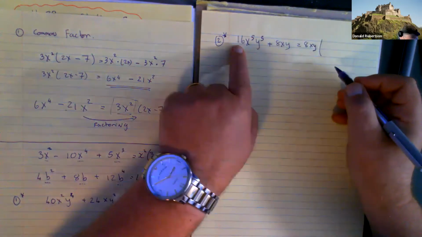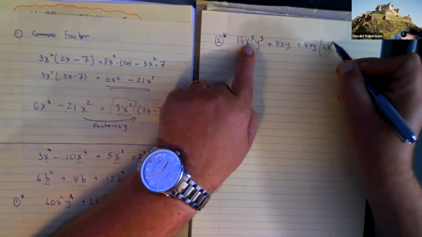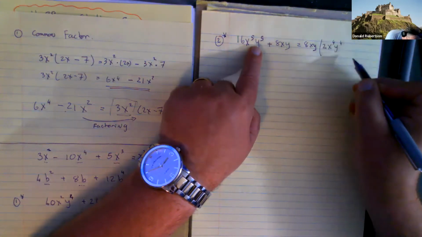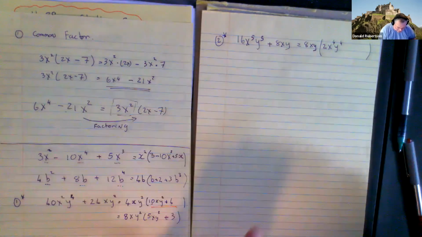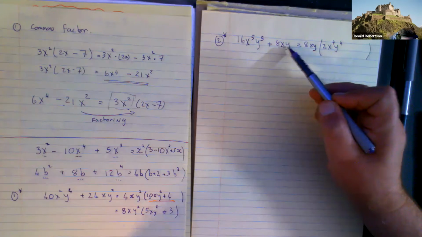Now, 8 goes into 16, 2. This x uses one of them, so you've got x to the 4. This y uses up one of them, you've got y to the 4. Now the bit that sometimes gets people. 8 used up, x used up, y used up.